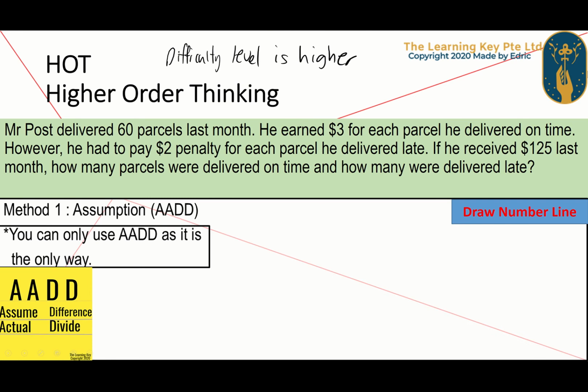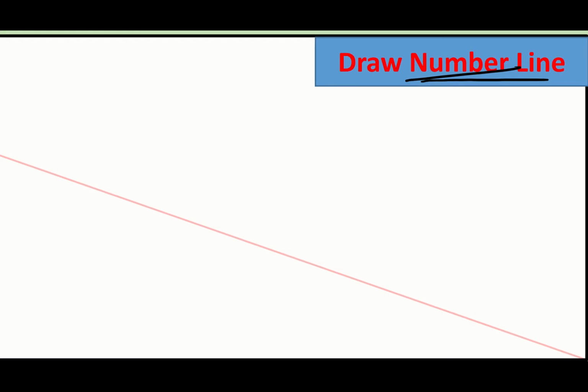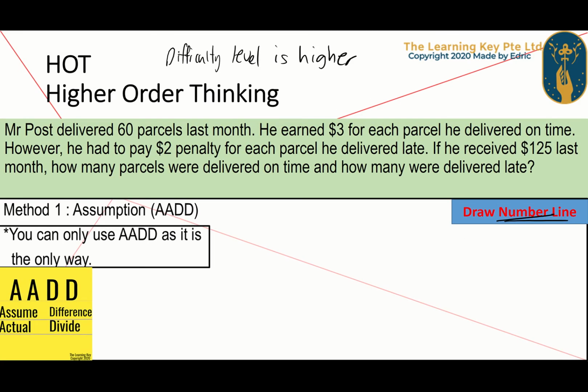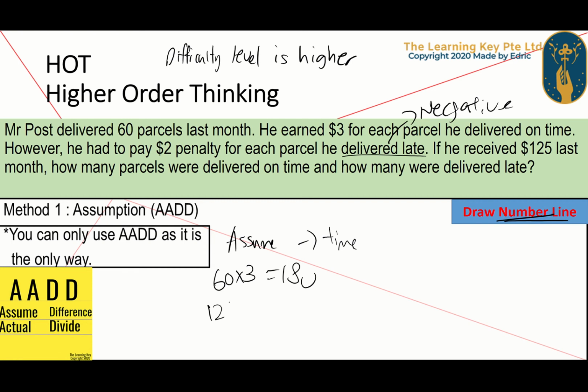So, this question is rather simple, but you have to draw a number line, okay? So if he pays a penalty, then that means this is a negative, okay? But you have to assume all positive. That means you have to assume all on time, okay? So to assume on time, he has the 60 times 3 equals 180. So 180 minus 125 gives you 55. Okay, so this is the first A, second A, D.